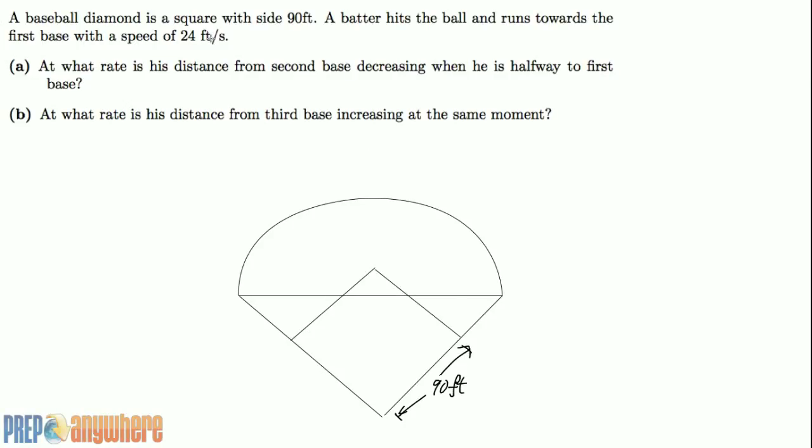Okay, a baseball diamond is a square with sides of 90 feet. A batter hits the ball and runs towards first base at a speed of 24 feet per second. At what rate is the distance from second base decreasing when he is halfway from first? So here's second base. So we're referring to this distance right there.